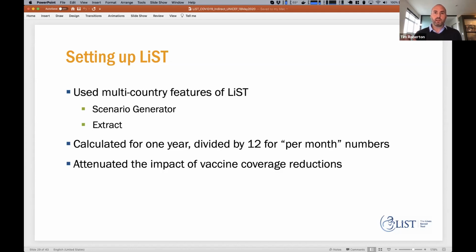Because LiST only operates by year, we calculated the number of additional deaths for 1 year and divided by 12 per month. And then we made some slight modifications to that. In particular, we attenuated the impact of vaccine coverage reductions because of potential protection through herd immunity for shorter periods.